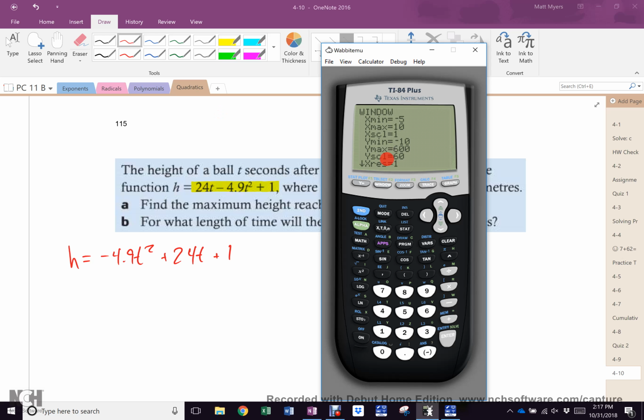What's my y-intercept? It will be 1. So do I need to go up to 600? No. Let's go to 10 and see what happens. And what should my scale be? Let's go to 1 and see what happens.